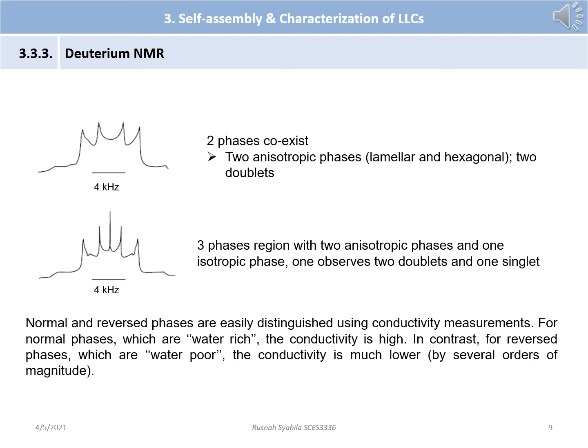In deuterium NMR study, the peaks do not provide information on whether the microstructure is of the normal or reversed type. Normal and reversed phases are easily distinguished using conductivity measurements. For normal phases, which are water-rich, the conductivity is high. In contrast, for reversed phases, which are water-poor, the conductivity is much lower, by several orders of magnitude.